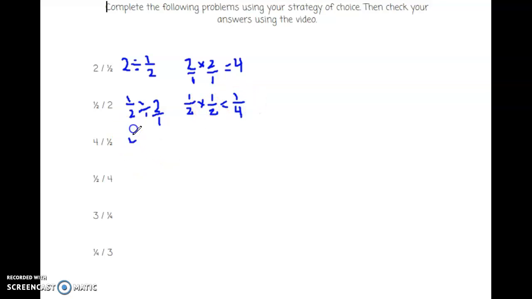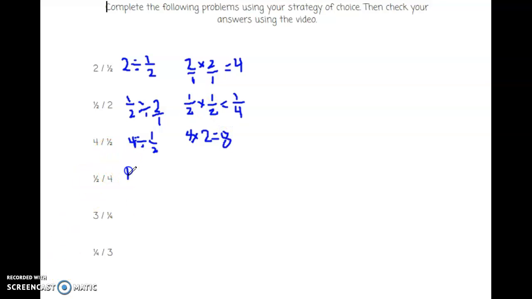4 divided by 1/2. Keep the 4. Change the sign. Use the reciprocal. 1 over 2, its reciprocal is 2, so your final answer is 8.